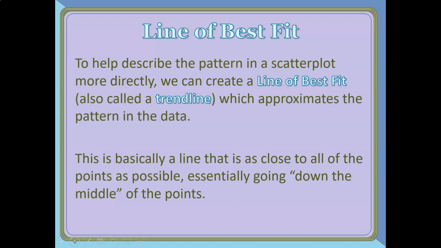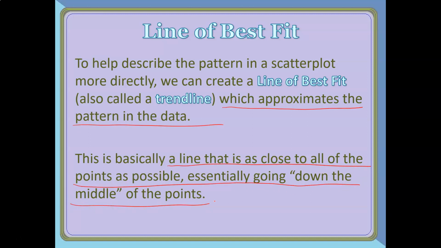All right, so to help describe the pattern more specifically, we can create a line of best fit. Some people call it a trend line, but we're mostly going to call it a line of best fit, which approximates the pattern in the data. So you can write this down: line of best fit. It approximates the pattern of the data, and it's a line that is as close to all of the points as possible, essentially going down the middle of the points.